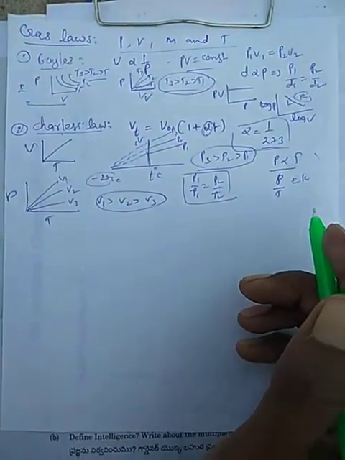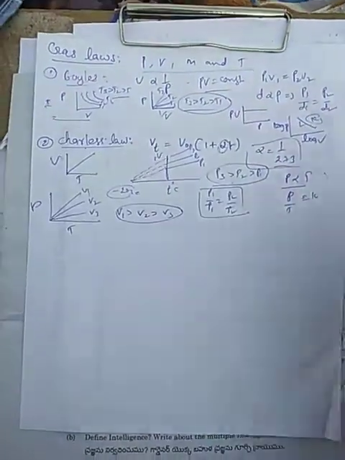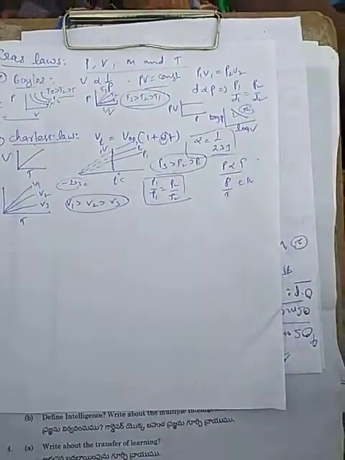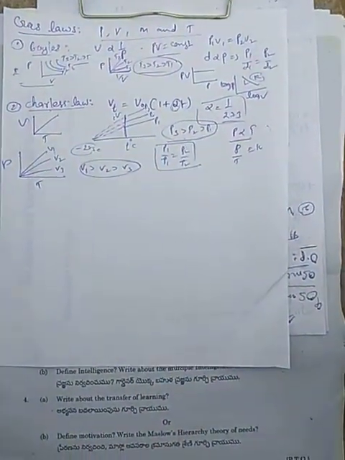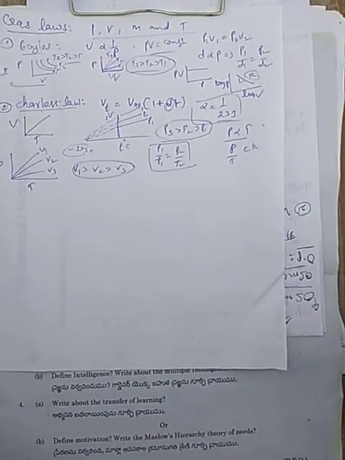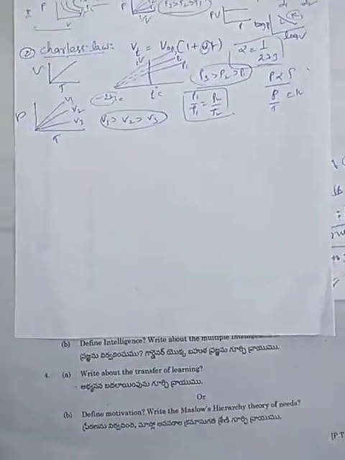Next I am going to explain the next law, that is Avogadro law. The volume of gas is measured under the same condition of pressure and temperature. At constant temperature and pressure, the given volume of the gas is directly proportional to the number of moles.